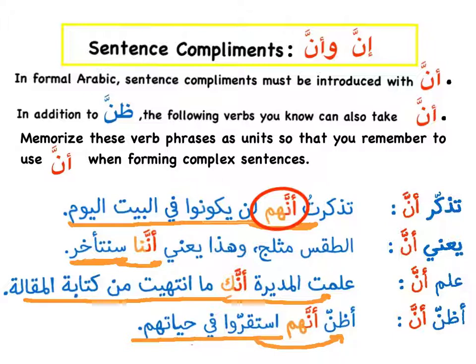And notice that unlike English, you cannot get away with not using أنهم. So أنهم is very important, like أننا, أنك, أنهم, in the fact that it relates the sentence complement to the verb. أنهم, أننا, أنك, أنهم.